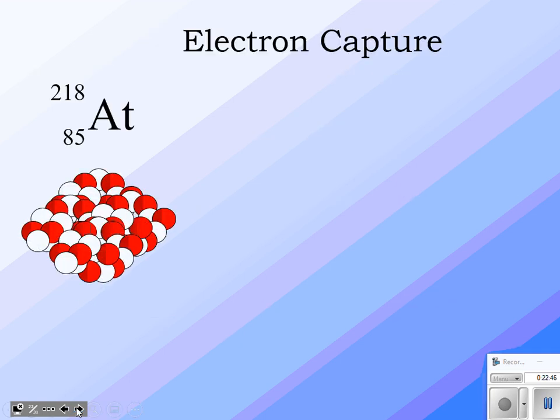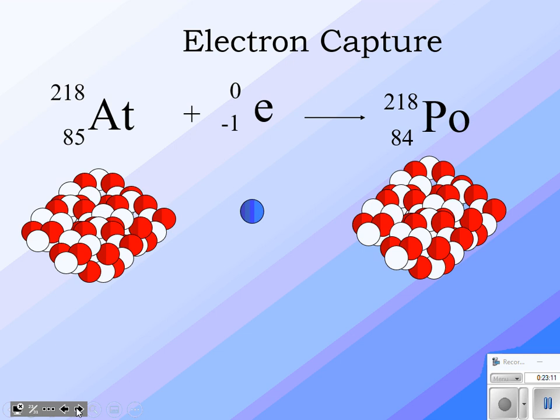So if I have electron capture, here's astatine 218, 85. I'm going to capture that electron. By doing so, I'm changing a proton to a neutron. So my protons are going to decrease by 1. 85 minus 1 is 84, which gives me polonium, element number 84. So polonium 218, 84. My Z changes, my A stays the same.